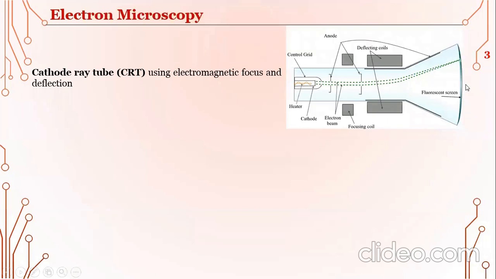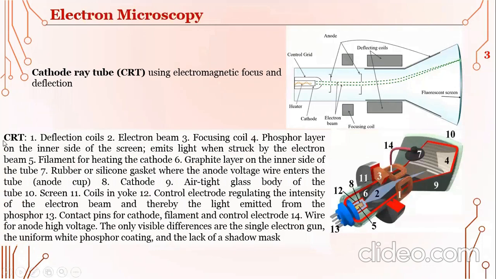Here is another perspective of the same CRT. These are the deflection coils, like shown here. This is another representation of the same, and here the electron beam is shown. This is the source, and this is the electron beam. After that, this is the focusing coil, and you can see the focusing coil is represented here.